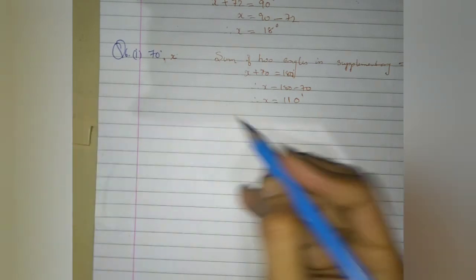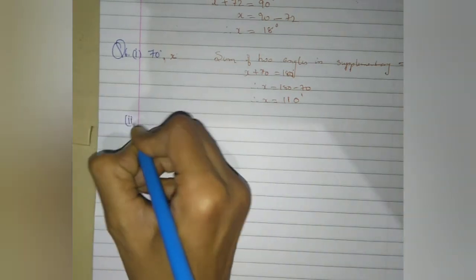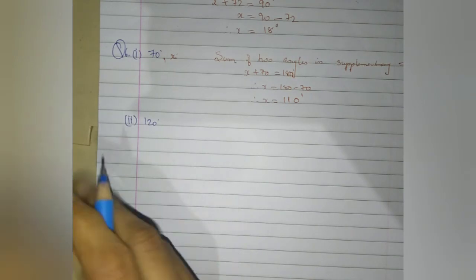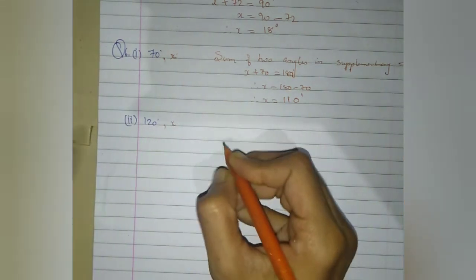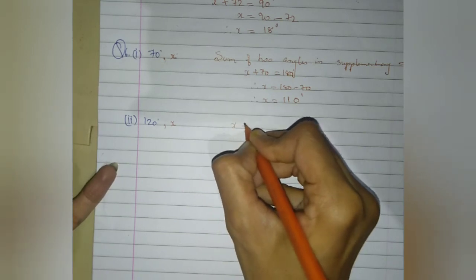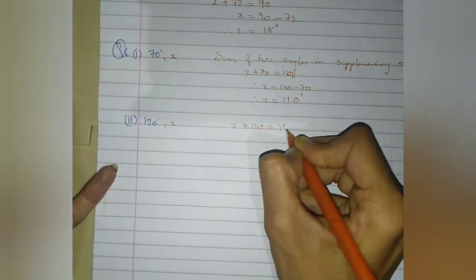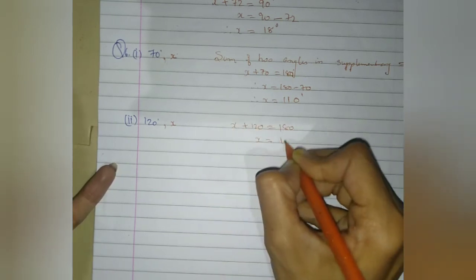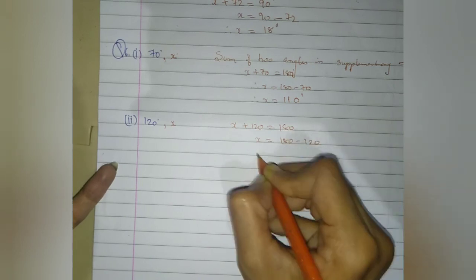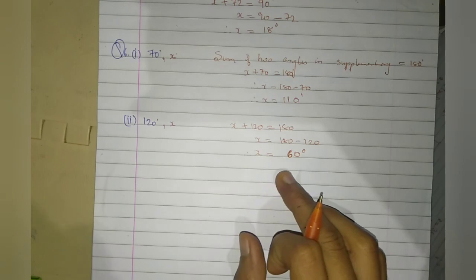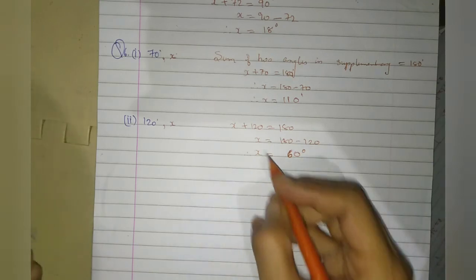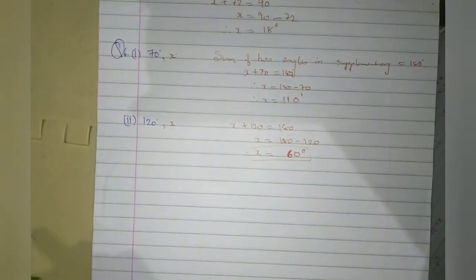See the second one, that is 120 degree. Now we know the second angle, let it be x. So x plus 120 equal to 180. So x equal to 180 minus 120. Therefore x equal to 60. So x equal to 60 degree.